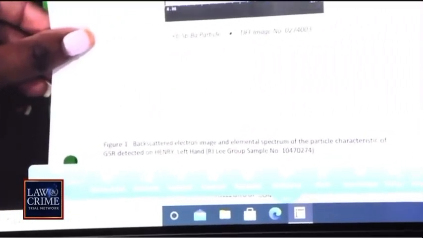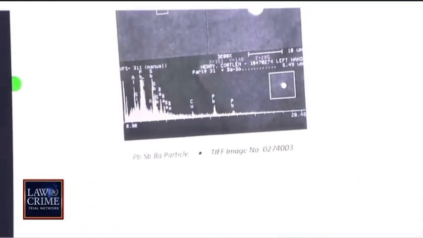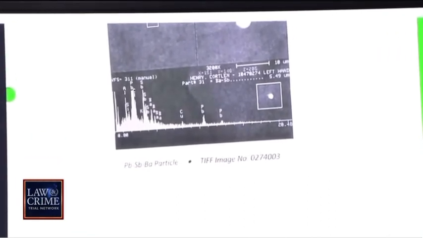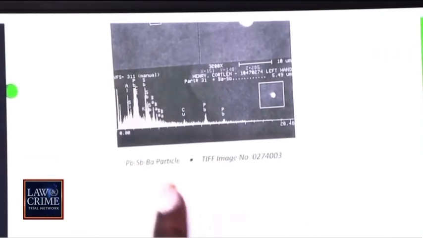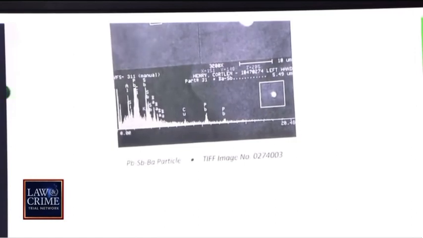And if we may go back to the demonstrative aid, was this representative of your results for Cortland Henry? Yes, that was the particle characteristic of gunshot residue that was on the left hand. And there are three compounds that you were looking for. Which compounds were present in Cortland Henry's left hand? Lead, barium, and antimony were present in that particle. So all three components. Yes.